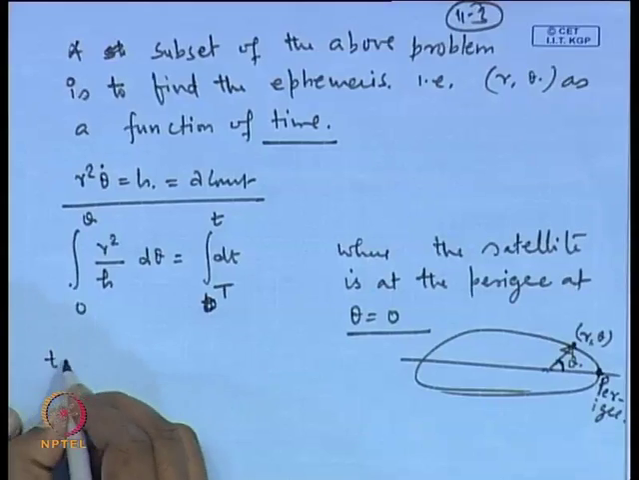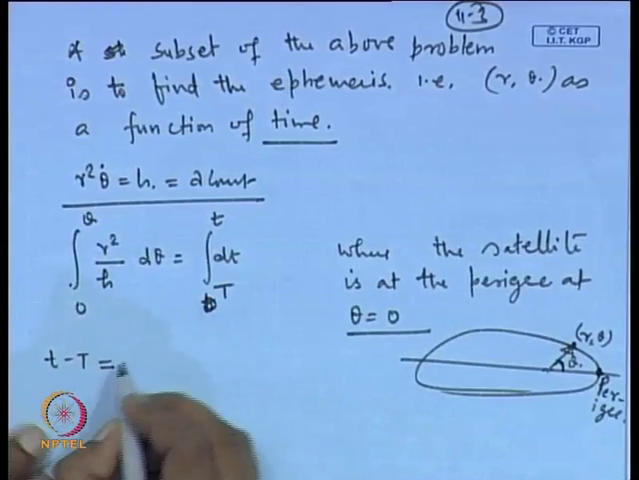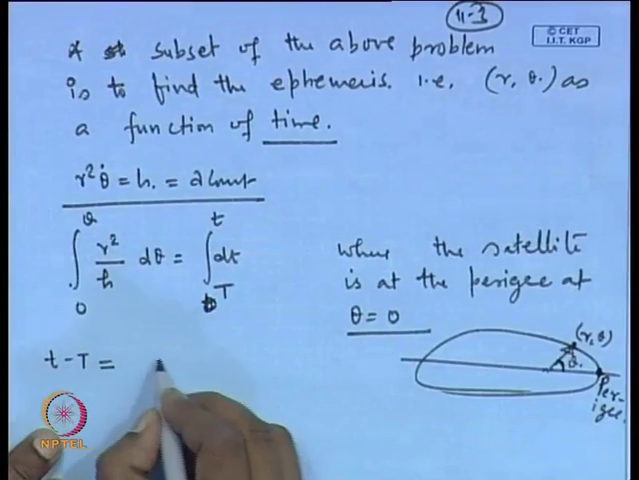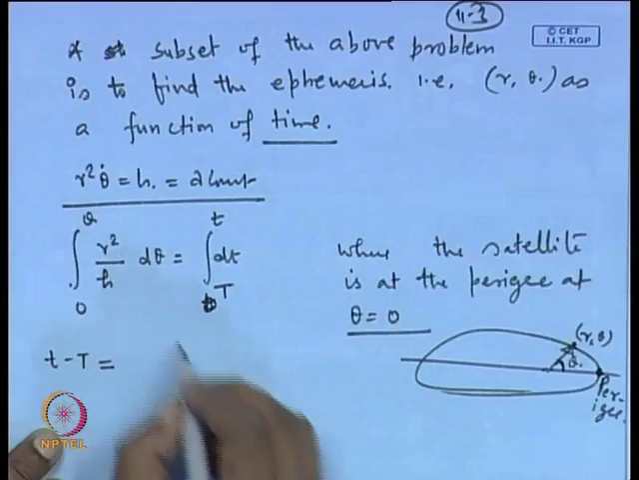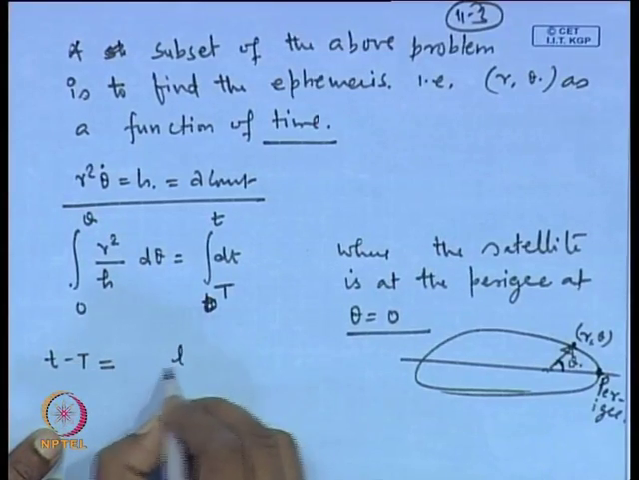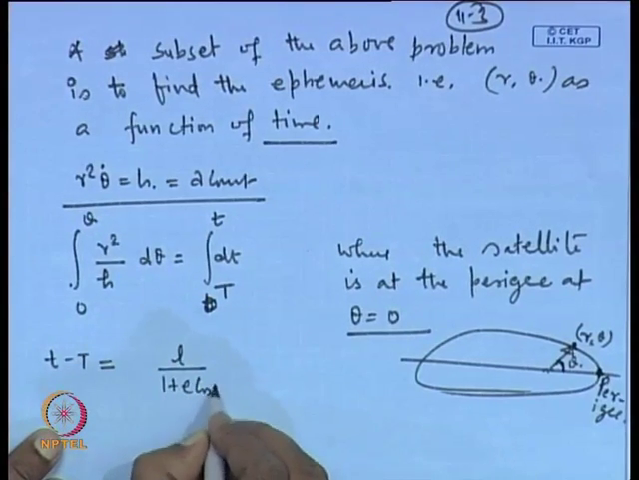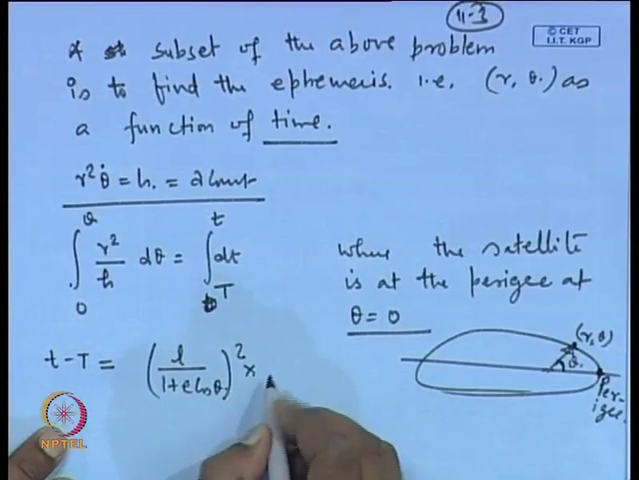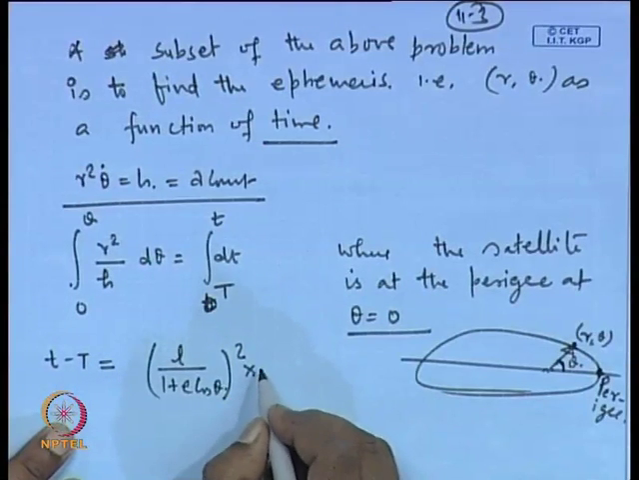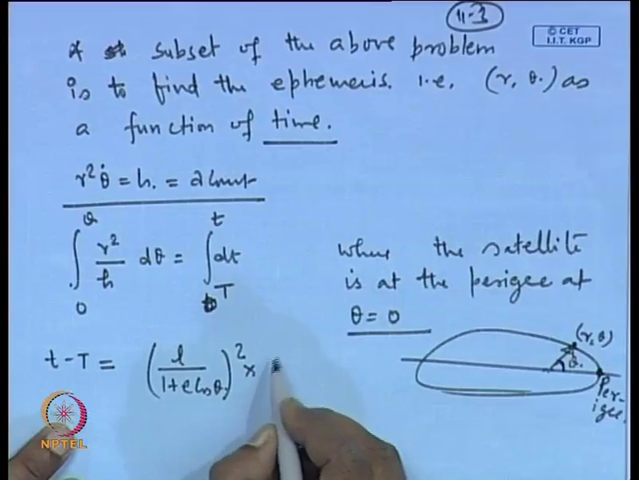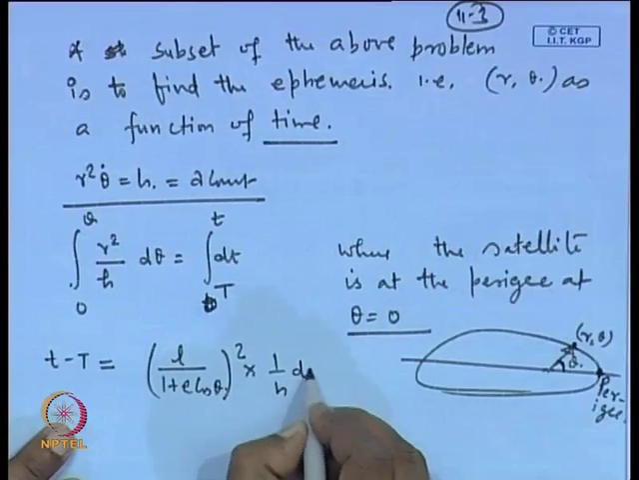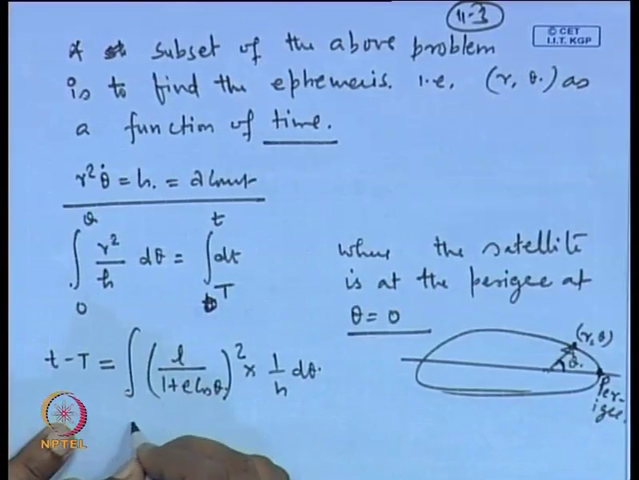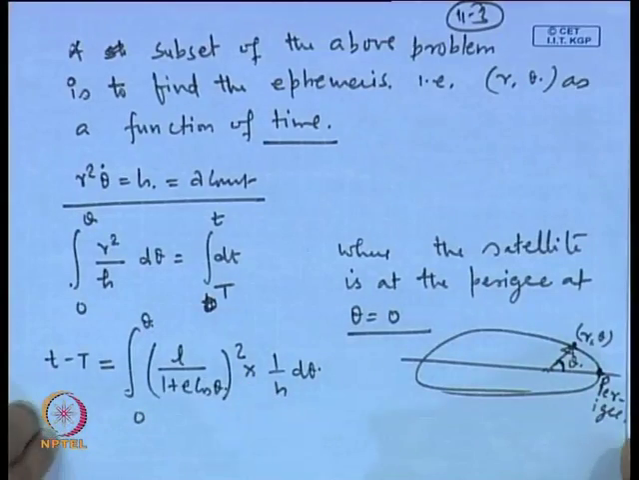So we can write this as t minus T. Now we know r is nothing but L by 1 plus e cos theta. So r square becomes this squared, divided by h, d theta, from 0 to theta.